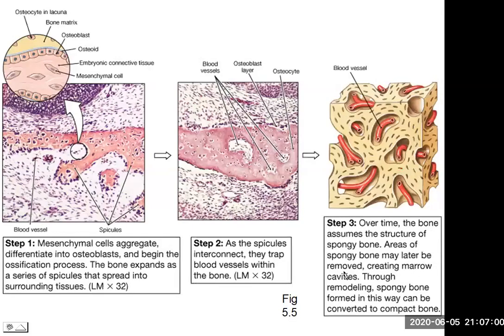And here's just a figure showing the intramembranous ossification process, ultimately giving rise to these small spicules, which would enlarge to trabeculae, ultimately to produce, over time, spongy bone. And we can see all the surrounding undeveloped mesenchyme.